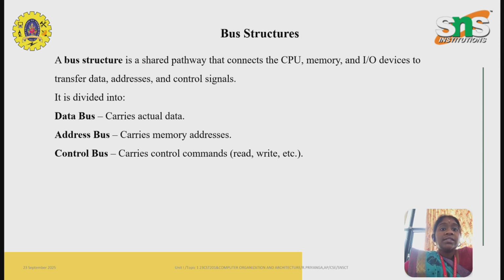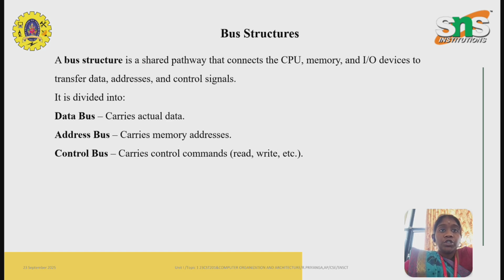The address bus carries the address, that is the locations of data or instructions. It is unidirectional, only from the CPU to memory and input-output devices. It also determines the maximum memory the system can address. For example, with a 32-bit address bus, 2 power 32 is equal to 4 GB of addressable memory.